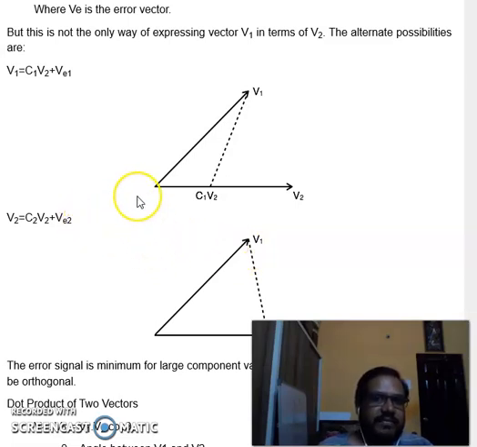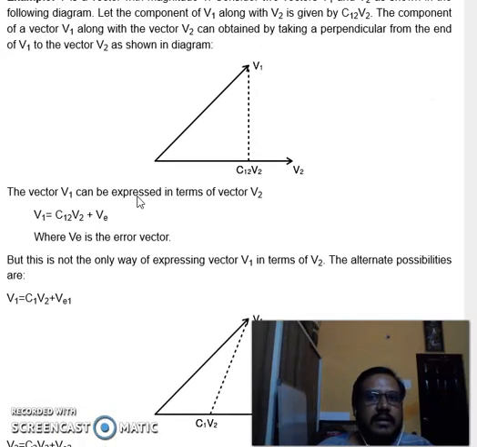Now we have seen three cases: where the error vector is perpendicular, where the error vector is slant, and where the error vector is also slant in the third case. And which is the correct one? We all know, because we have already studied vectors, the first one is correct. Why is this correct and why are these two wrong?